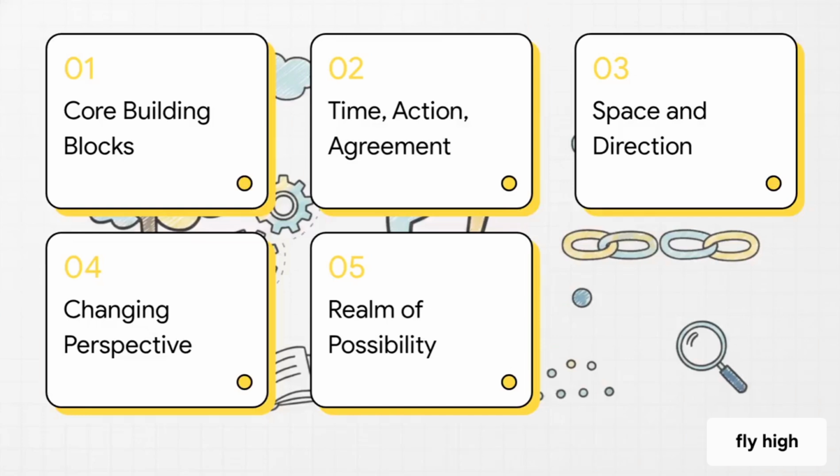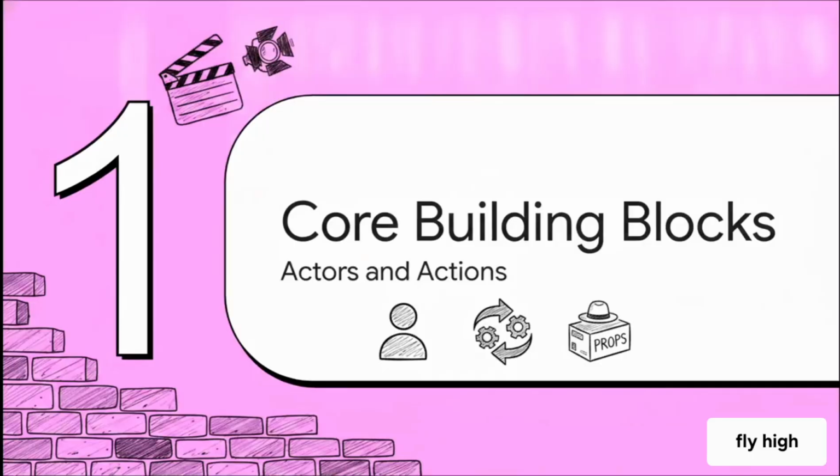We're starting with number 1, the core building blocks. Then we move right into number 2, time, action, and agreement. After that, we'll navigate space and direction, followed by changing the perspective. And finally, we'll dive headfirst into the realm of possibility. Sound good? Let's go. All right, part 1, the core building blocks.